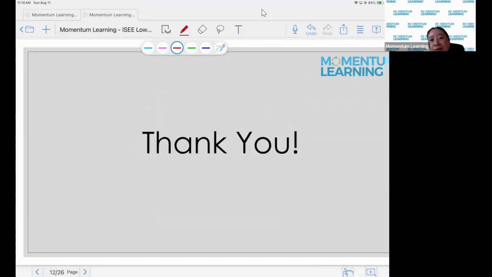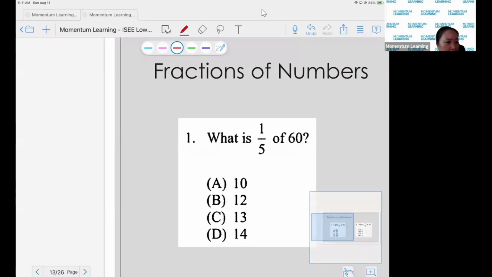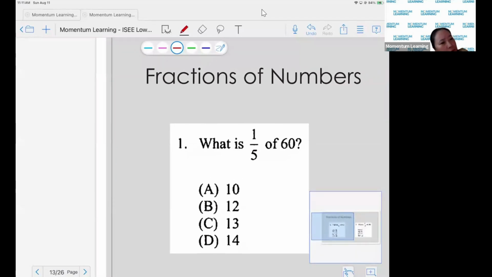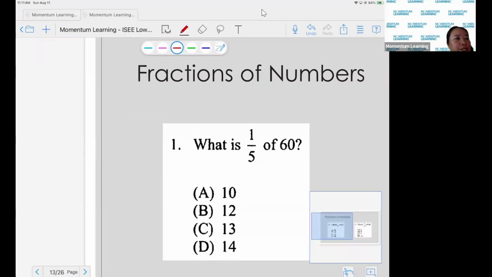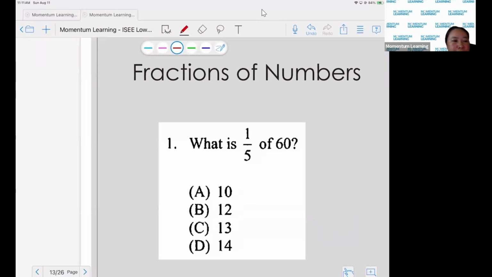Now we are going to have some examples. I chose different topics, maybe only two questions from each topic, and we'll just quickly go over them. We do not have a lot of time, but I want you to have a taste of what some of our top questions will be. The first topic I want you to try is fractions of numbers. Let's look at number 1. What is 1/5 of 60? Type your answer in the chat.